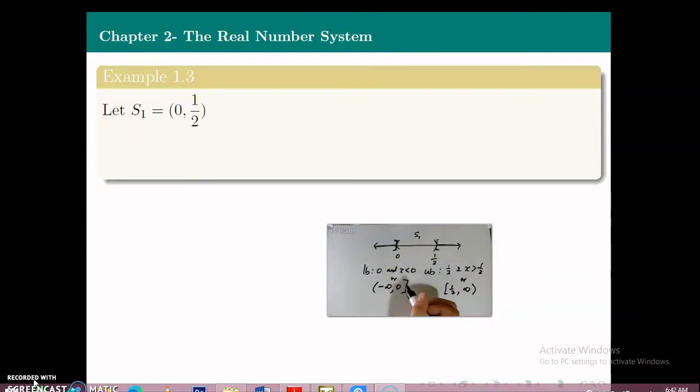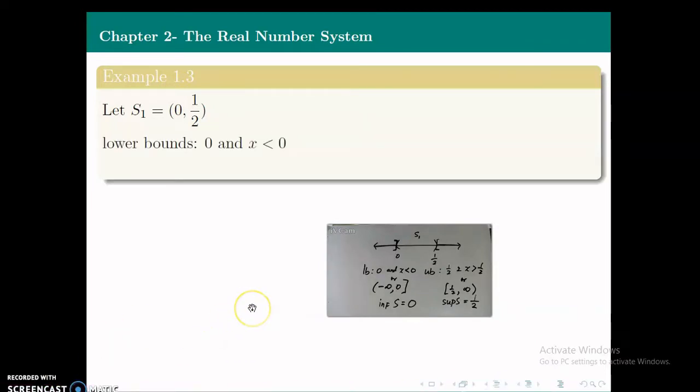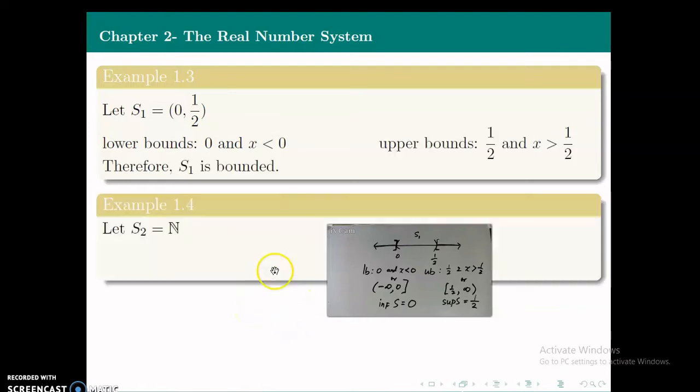Now for the infimum of S, the infimum is the greatest among all the lower bounds. So we have here the lower bounds. The greatest is 0, so this is the infimum of S. Then for the supremum of S, the supremum is the least upper bound, the smallest among all the upper bounds. So if we have here our upper bounds, the smallest is 1/2. So the supremum of S is 1/2. Okay, lower bounds, upper bounds.